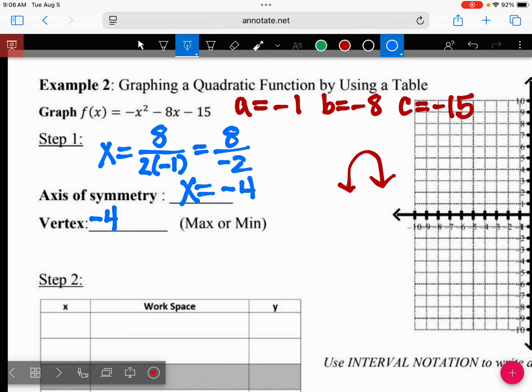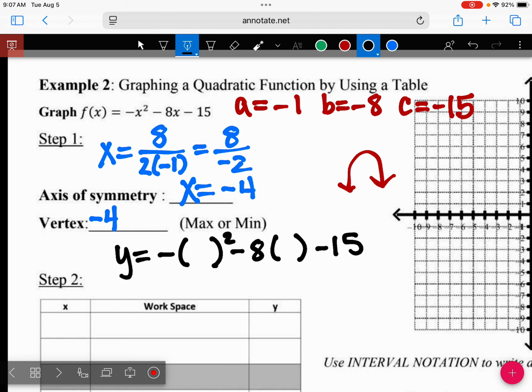So now let's find our y value. So this is the tricky part. Because there's a negative, when you're trying to find your y value, you're going to put a negative first, then a parentheses. Put the number inside the parentheses and square it. Then you have -8 parentheses minus 15. And it's really important that you type it in exactly the way you see that I have it written.